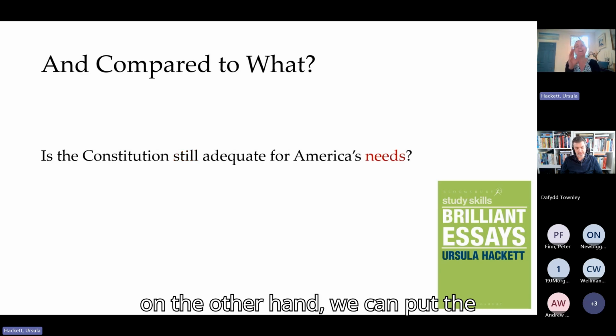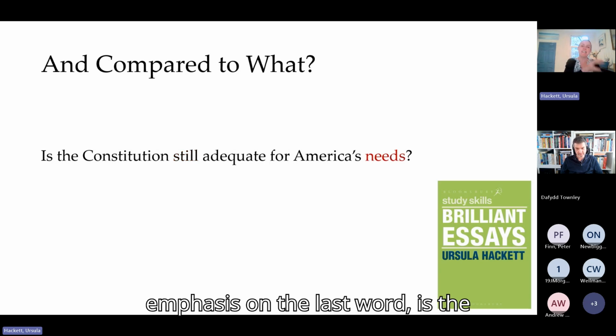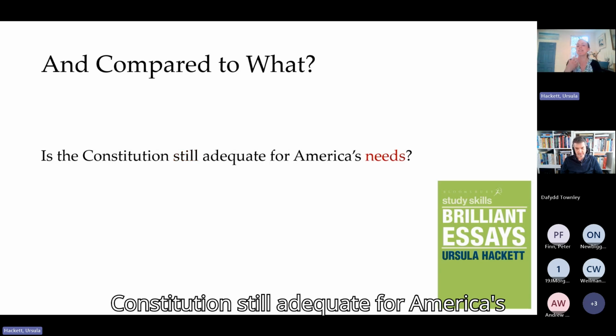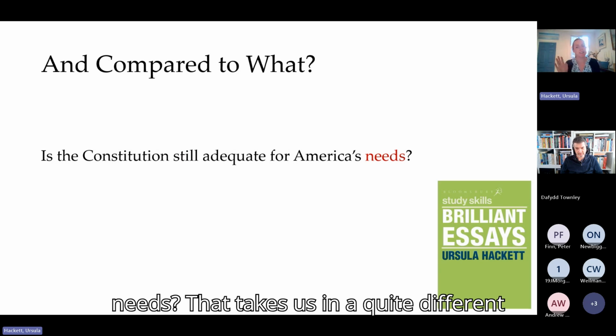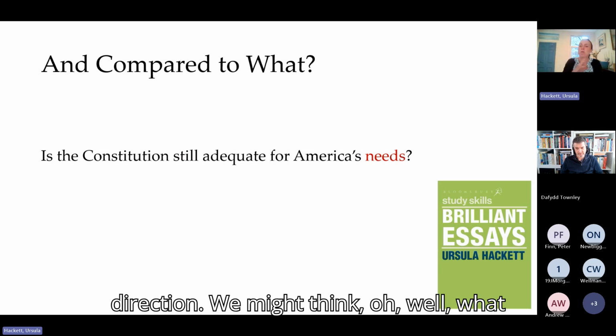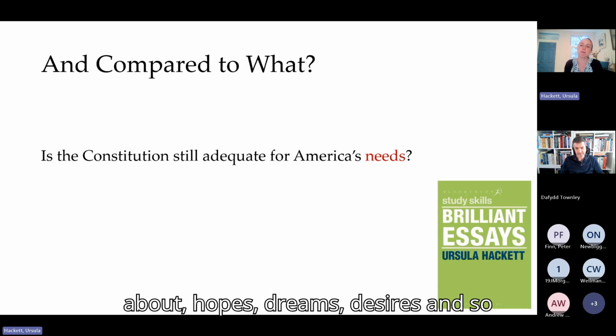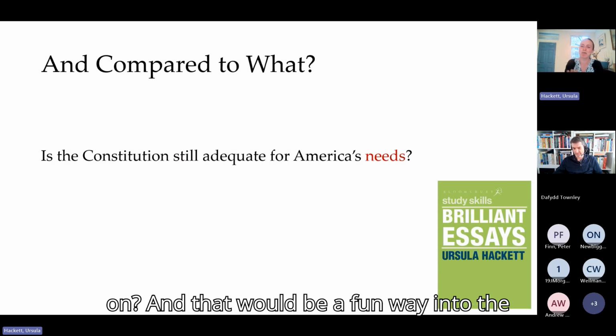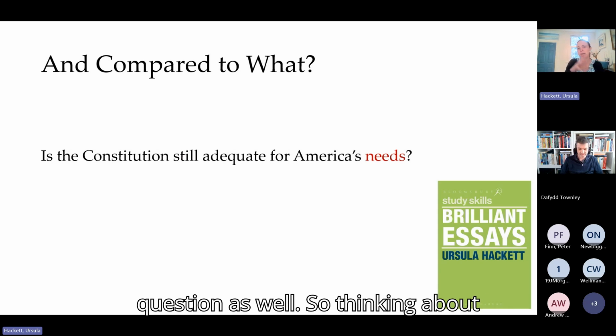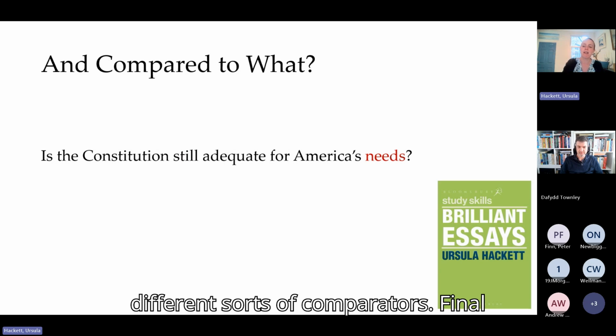If, on the other hand, we put the emphasis on the last word, is the Constitution still adequate for America's needs? That takes us in a quite different direction. And we might think, well, what about hopes, dreams, desires, and so on? And that would be a fun way into the question as well. So thinking about different sorts of comparators.